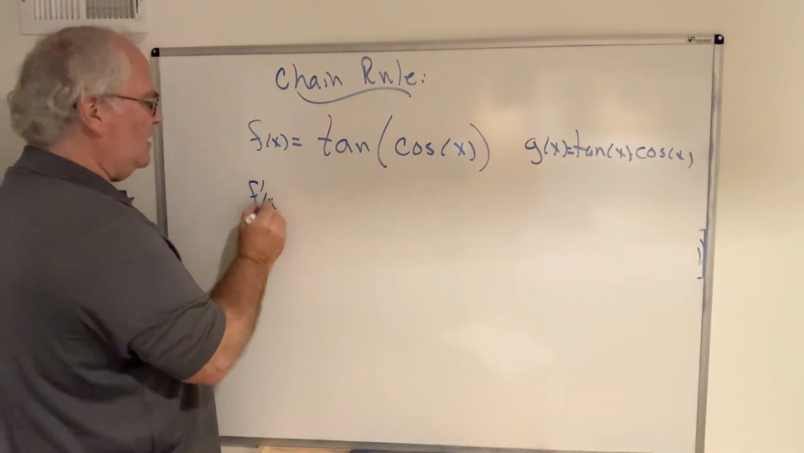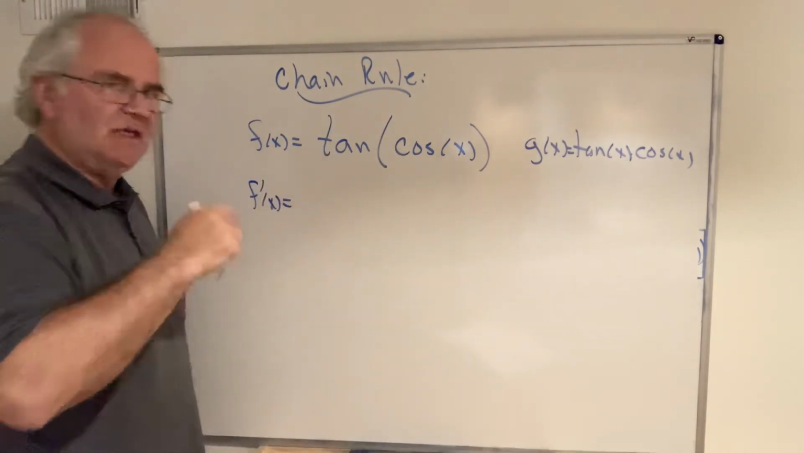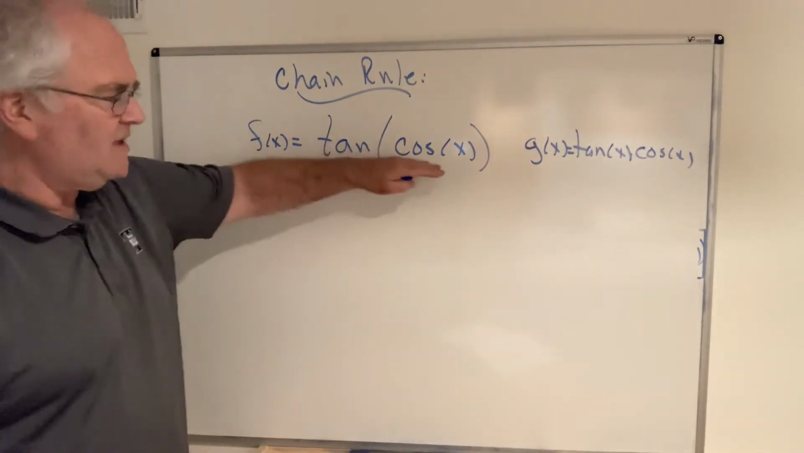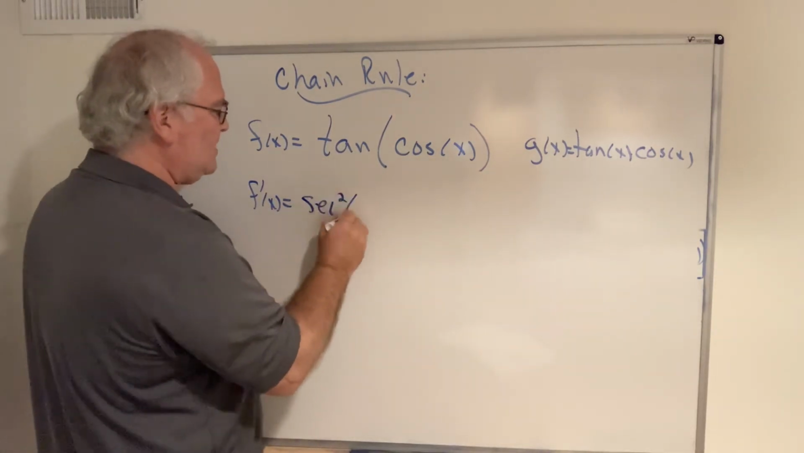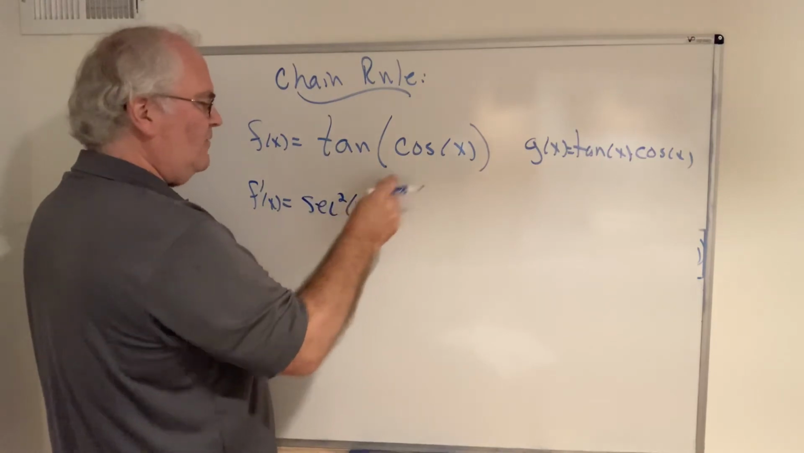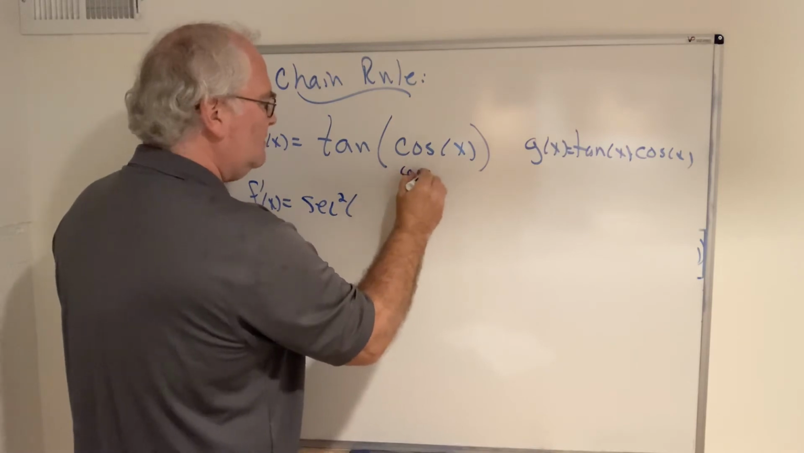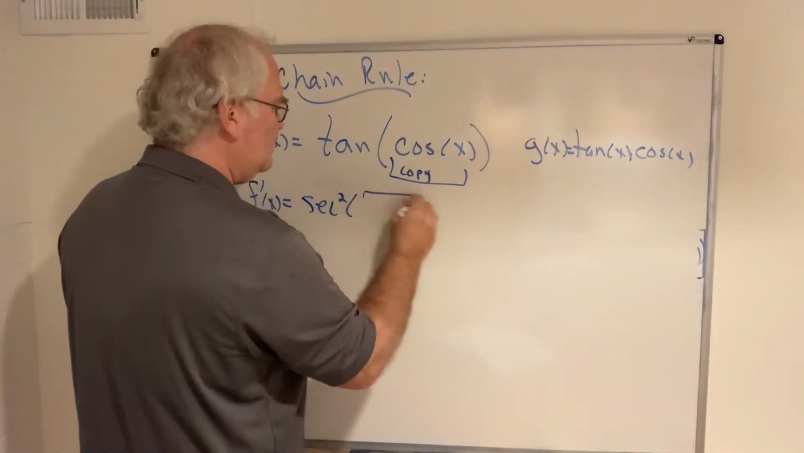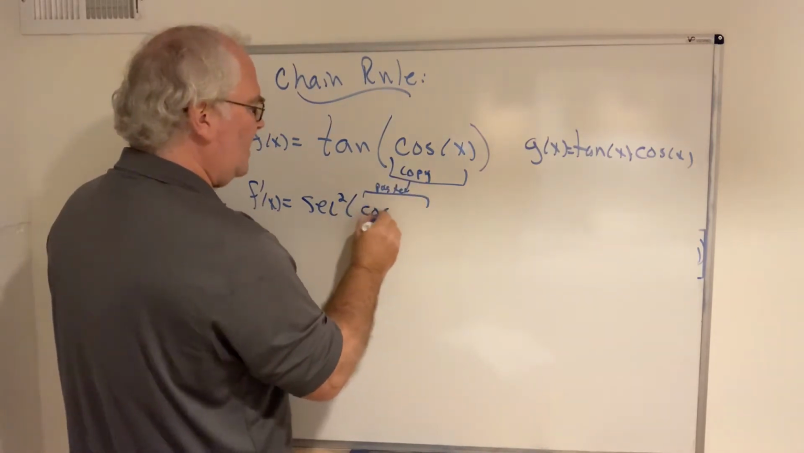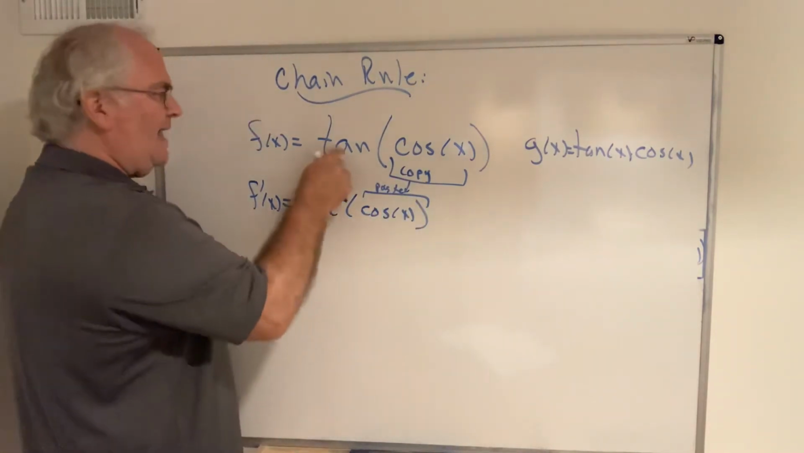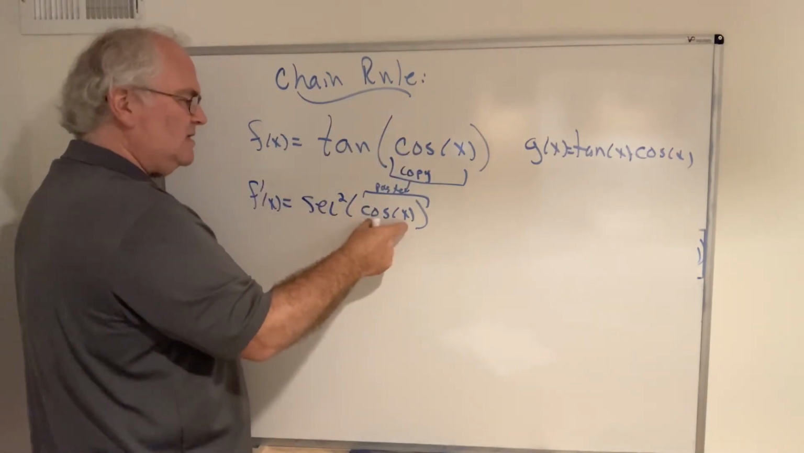So the derivative of tangent of something is secant squared of the something. So this is secant squared. You're working from the outside in. Secant squared of copy, paste, copy, paste. Boom. So this is cosine of x. Tangent of cosine of x, working from the outside in, secant squared of cosine of x.